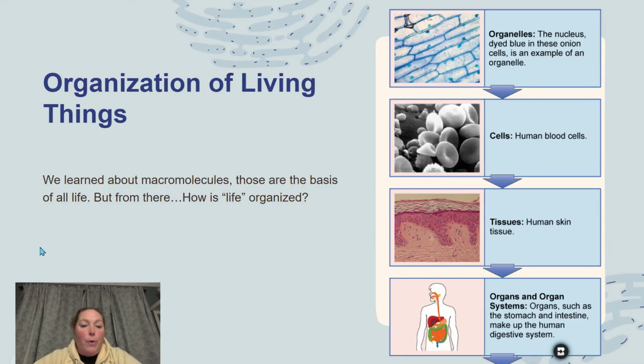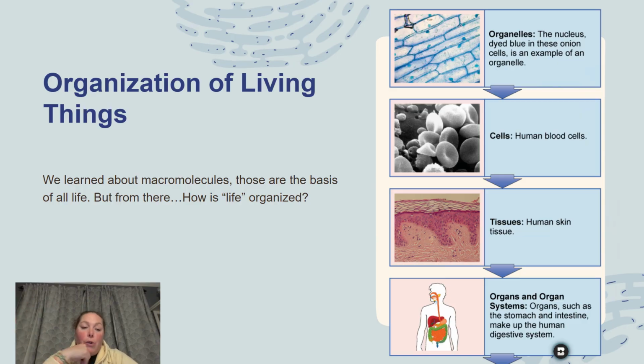We're going to start, though, with the idea that all living things are organized in a very specific way. So when we learned about macromolecules, those are the basis of life. Like we talked about, carbon is the basic element of all living things. And those macromolecules, the proteins, carbohydrates, lipids, and nucleic acids, are the basis of all the things in our cells.